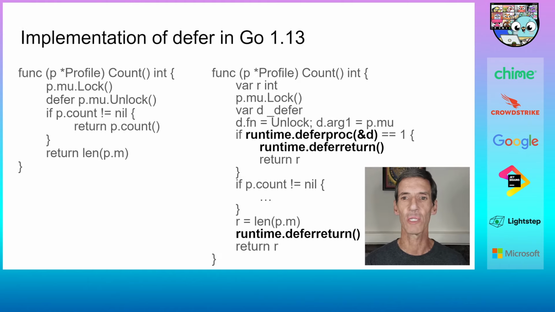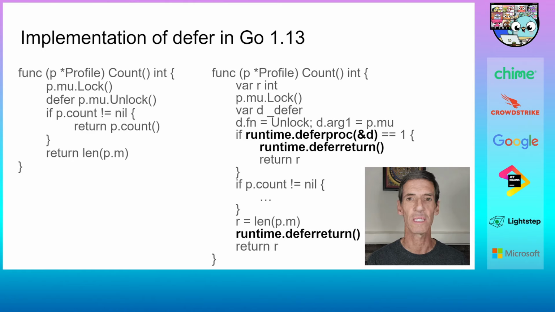Before we get to the optimizations in Go 1.14, let's talk about the implementation as of Go 1.13. On the left, we have a small function with a defer statement, and on the right, we have roughly the way the function is rewritten by the compiler to implement defer. At each defer statement, a defer record is allocated, and the function pointer and args are evaluated and stored in the defer record. Then runtime.deferProc is called to finish initializing the defer record and link it into the defer chain, which I'll talk about in the next slide.